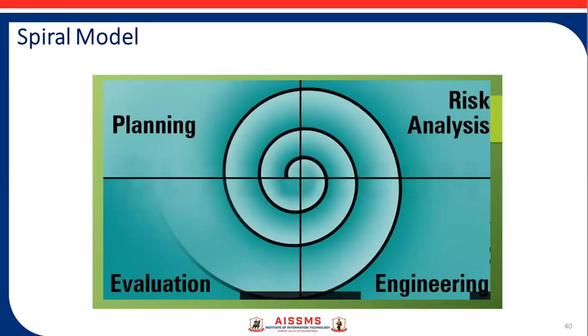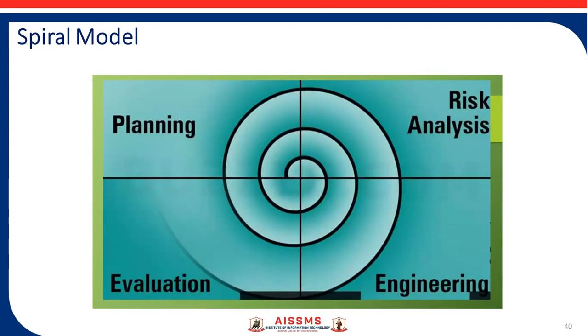The spiral model was first defined in an article by Barry Boehm in 1986. This spiral model is based on experience with large government software projects. The goal was to provide a model with greater flexibility that could better serve these types of projects.